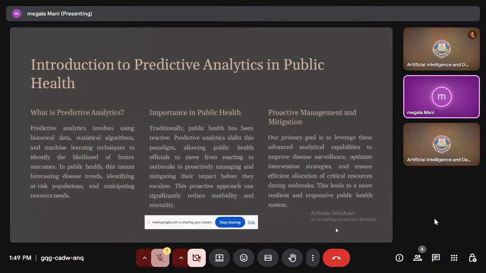Now let's go to the introduction about predictive analytics in public health. This session is categorized into three: one is an introduction to predictive analysis in public health, second is processing, and third is applications. So first is the introduction.